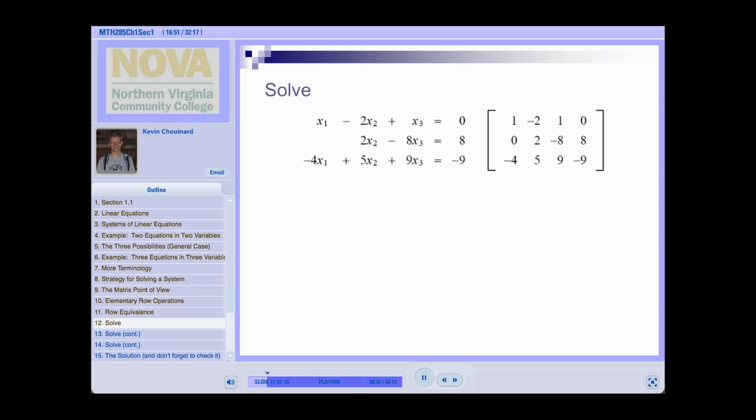We're going to perform elementary row operations to construct a solution to this system of equations. And hopefully along the way here we can point out the strategies that are necessary to get through this type of problem.